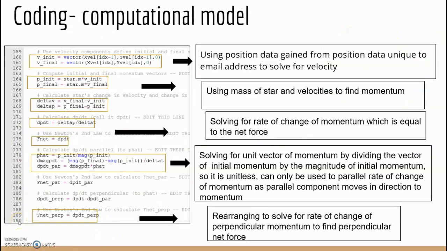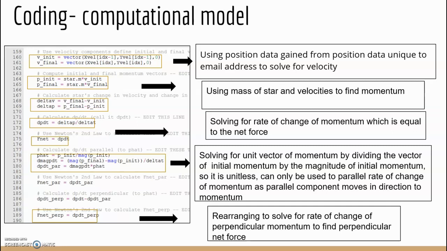To create the computational model of the star moving around the black hole, the position data is first found and then used to find the initial and final velocities so that the change in momentum can be found and then divided by the change in time. The rate of change in momentum is equal to the net force. Next, the components of the net force can be found, first being the parallel net force by solving for the unit vector of momentum that indicates the direction the momentum is moving. It is then multiplied by the change in momentum.